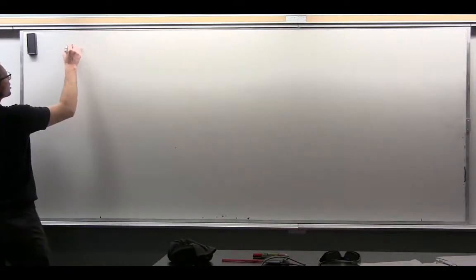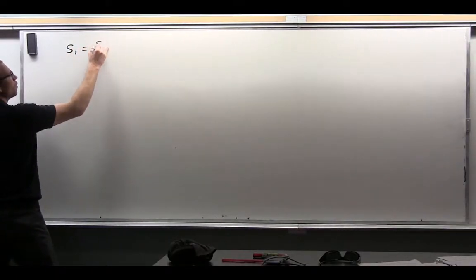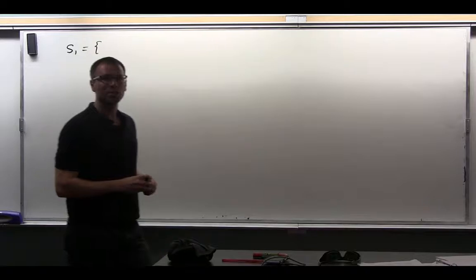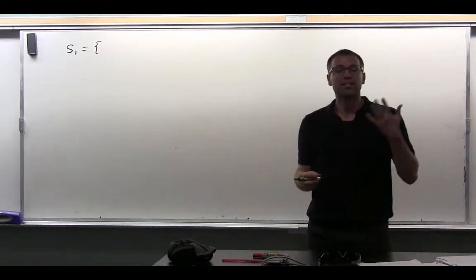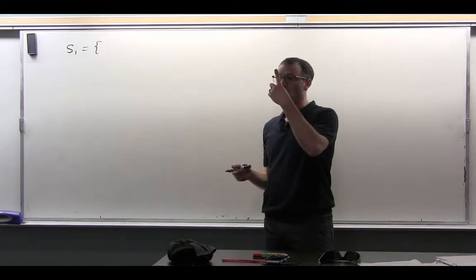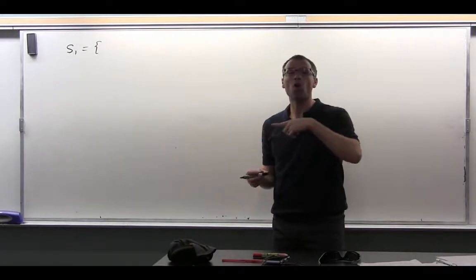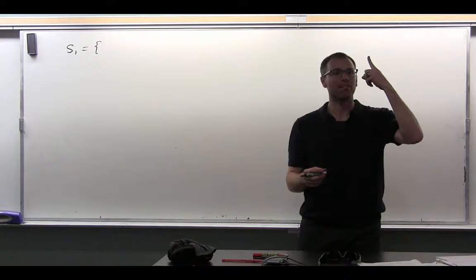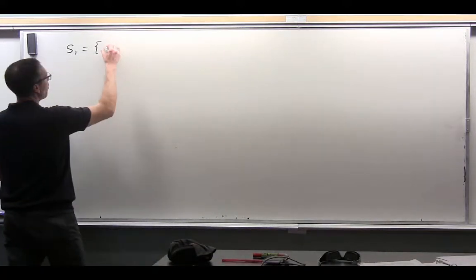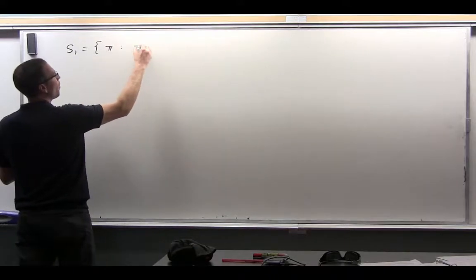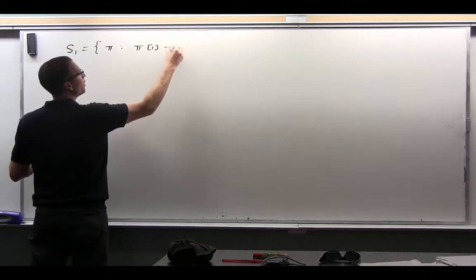So let's go ahead and look at S1. What is S1? How would I say that in English? It's the symmetric group on the set of one element. It's the set of all bijections between the set containing 1 and the set containing 1. So this is the set of all permutations where pi goes from 1 to 1.